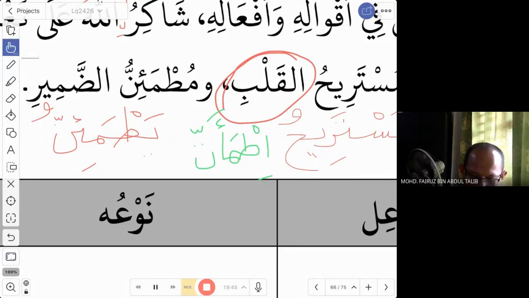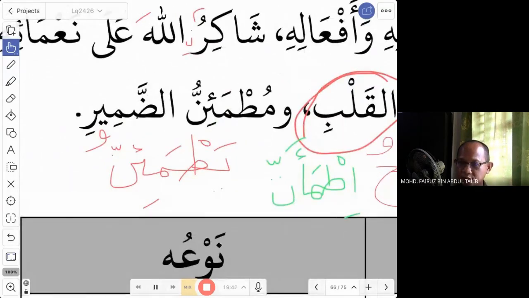So here, the person is mutma'in. He is calm in terms of what? In terms of his damir. Damir is similar to heart. Your heart is calm.